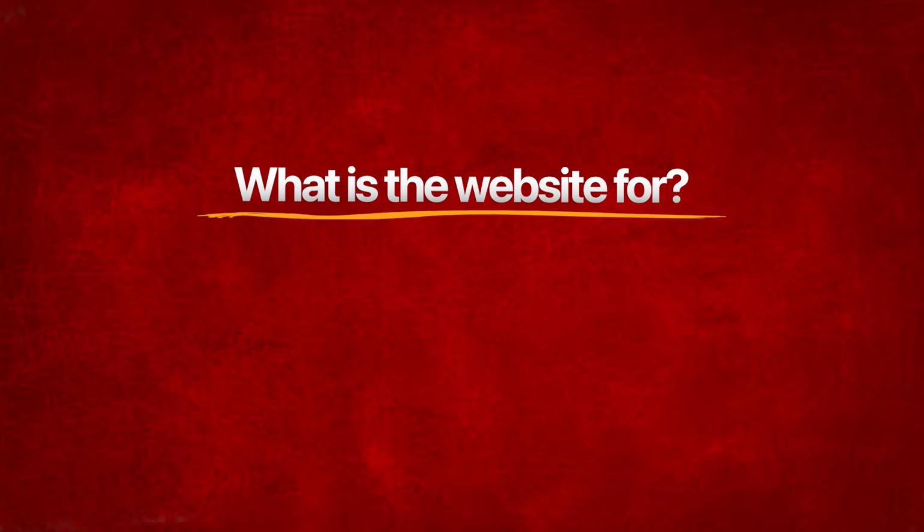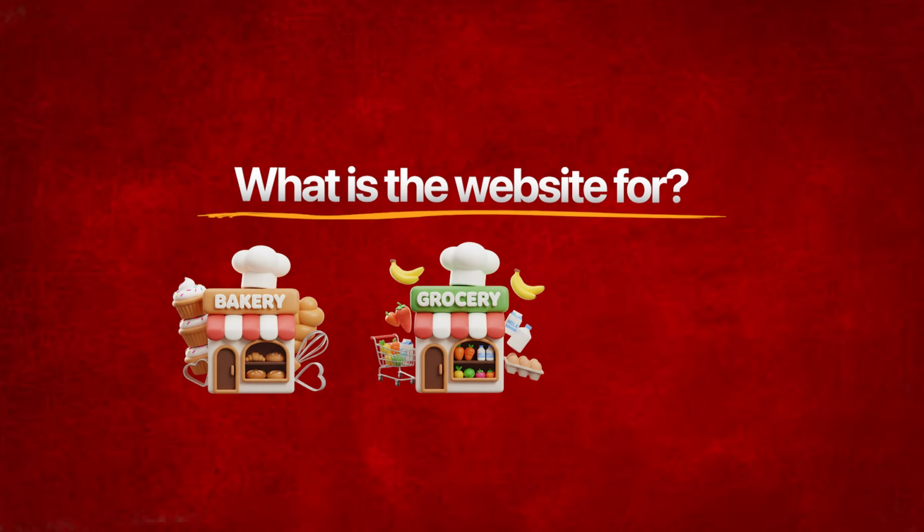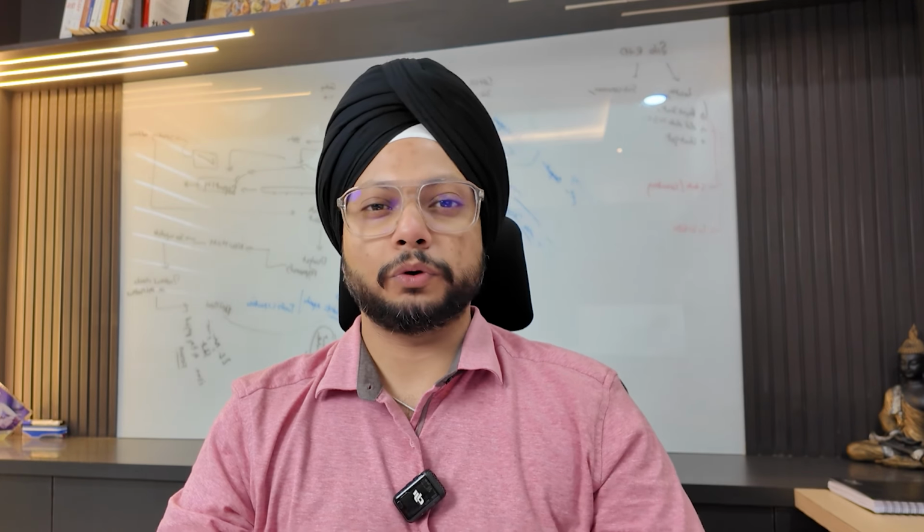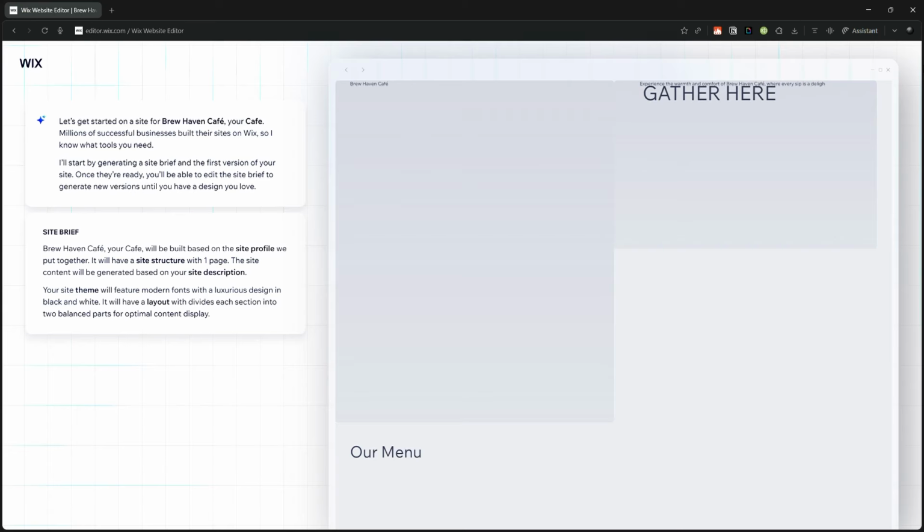So the next step is basically deciding what the website is for. Is it a bakery? A local store? A pet shop? So you can put in your website name, your website details, the business you're into, what kind of colors you want, what kind of pages you want: home, about, contact, all the basic important pages, and voila, you have a basic template.